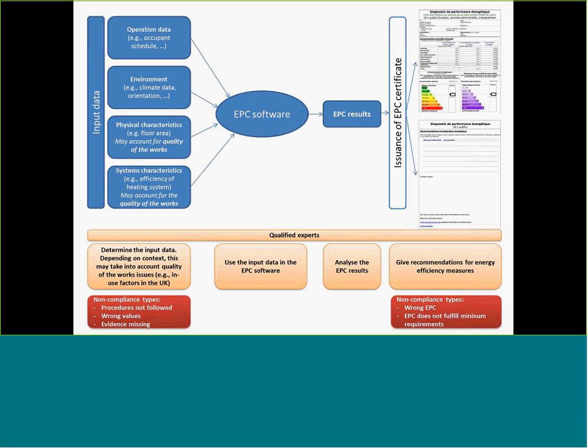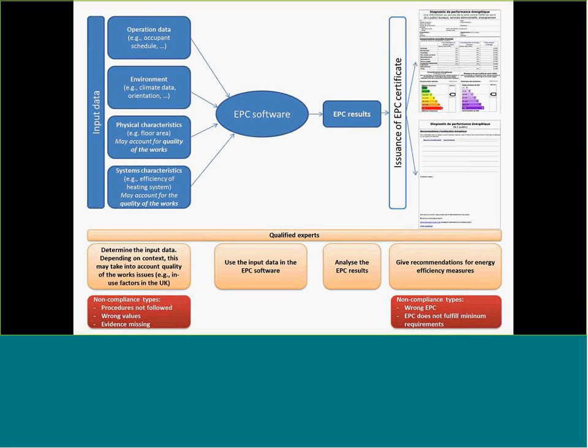The issuance of the EPC, you see it on the bottom of the slide, requires an expert who will determine the input data, use the software, analyze and publish or issue the energy performance certificate, and also will give recommendations for energy efficiency measures as required by the EPBD.